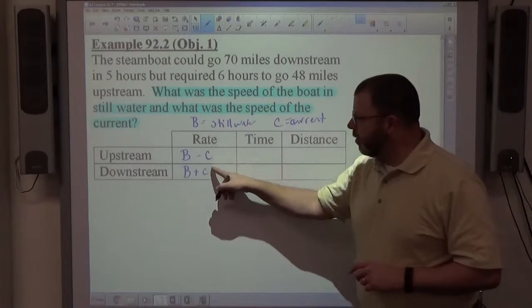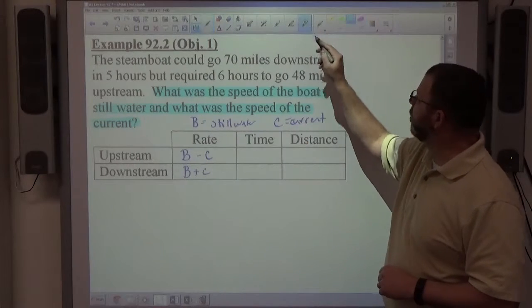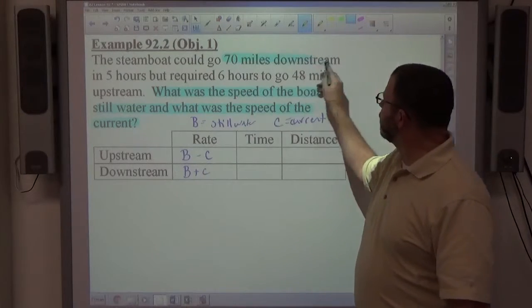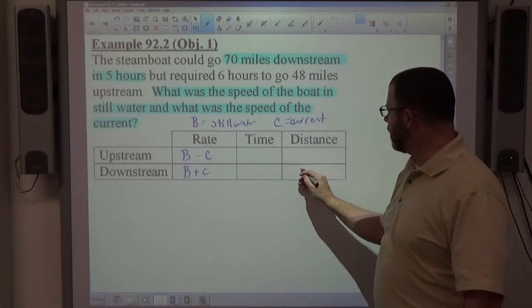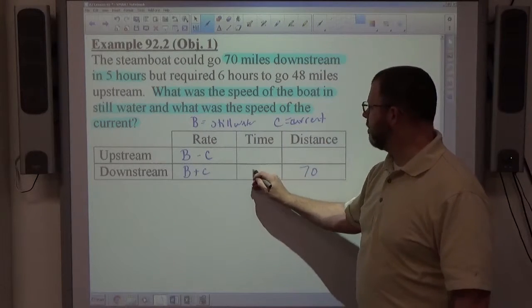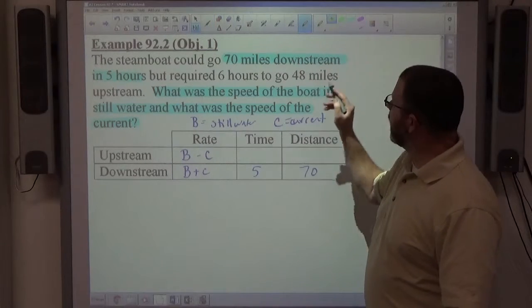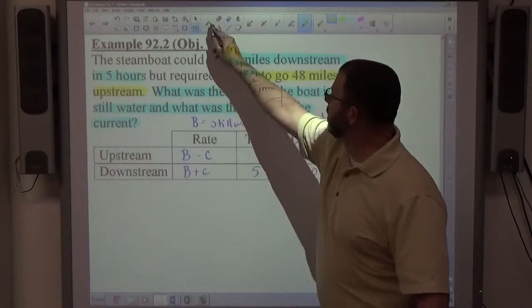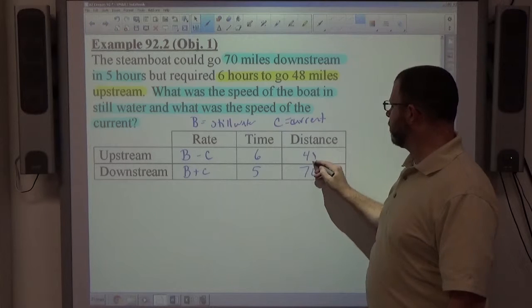If I don't know either one of the rates, either the speed of the boat or the speed of the current, then I should know both the times and the distances. So notice 70 miles downstream in 5 hours. What I know there is the downstream distance is 70 miles and the downstream time is 5 hours. I also know the 6 hours to go 48 miles upstream. So they gave me the upstream time, 6 hours, and the upstream distance, 48 miles.